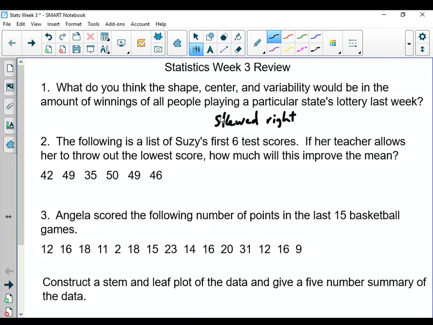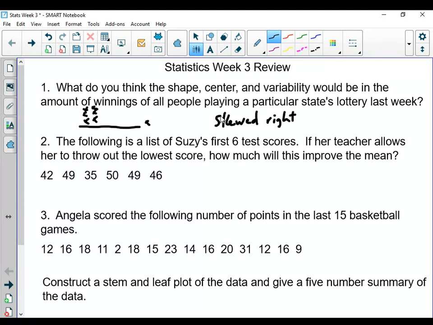Well, let me ask it this way. Do you think more people are winning a lot of money or more people are winning a smaller amount? Smaller. Right, smaller amount. So you're going to have more at the low end. If I thought about a dot plot, you'd have more values over here versus maybe one person winning a lot of money. So that's why it would be skewed right.